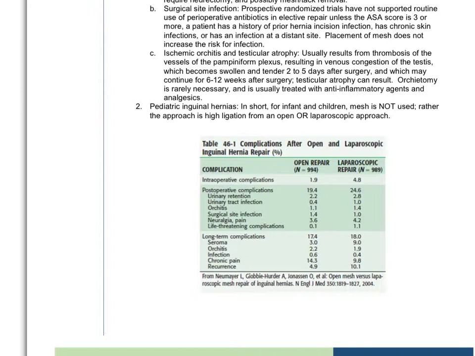initial occurrence beyond pain is urinary retention. So that's something to keep in mind. If you're taking care of a patient that just had this surgery, they definitely do need to void before they go home. Otherwise, they can have a very uncomfortable problem at home.